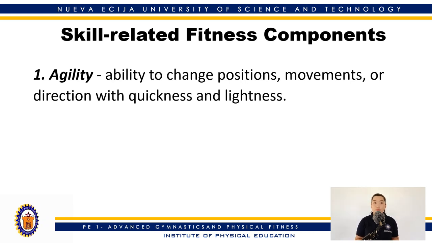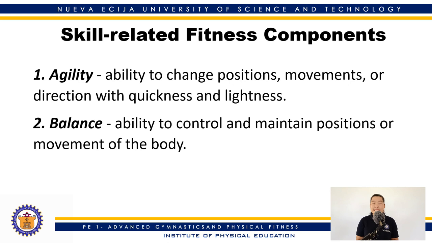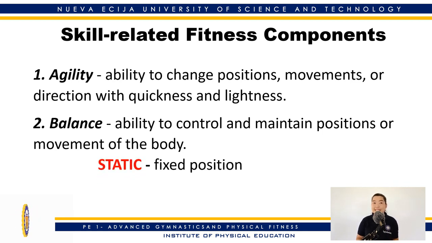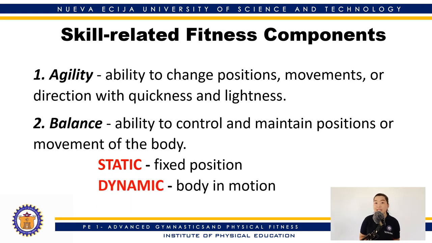Number two, we have balance. Ability to control and maintain a position. For example, you are good in balancing. To what sports can we participate in? For example is gymnastics. Because in balance, we have two types. First one is static or in fixed position. Number two is dynamic while in moving motion.